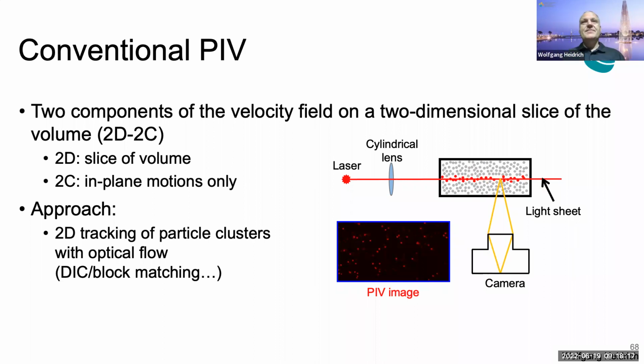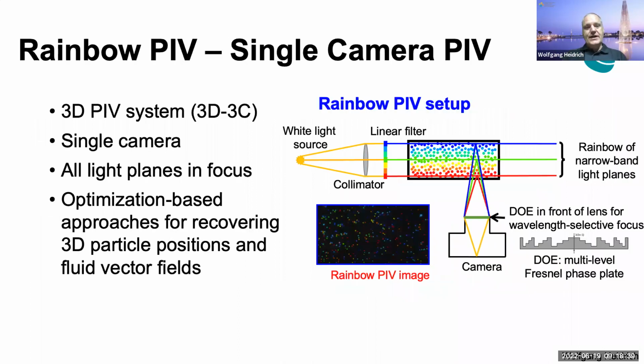Now the problem is that we only have a 2D slice of the volume, and we only get 2D motion because we can only track in plane. In fact, this method is actually useless if you have 3D motion, because you cannot track particles at all anymore. The particles will just come in and out of the plane, and you can no longer track them. One of the ways you can solve this is with many cameras, but that has a lot of practical issues. An alternative that we came up with a couple years ago was to do a rainbow illumination.